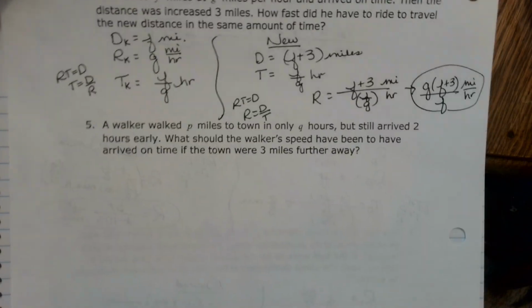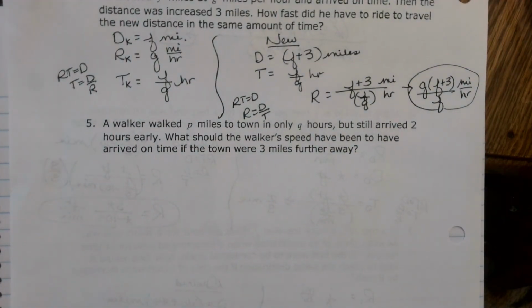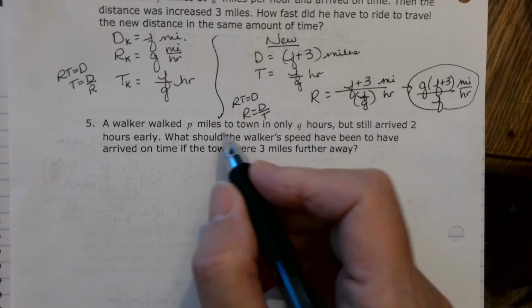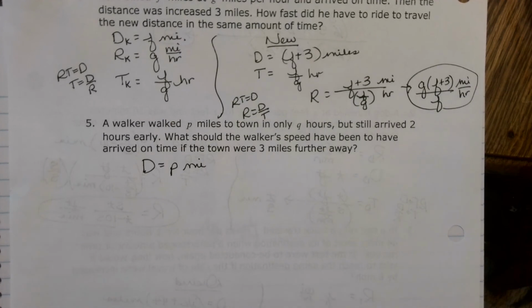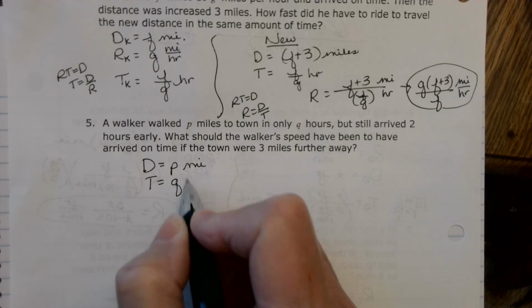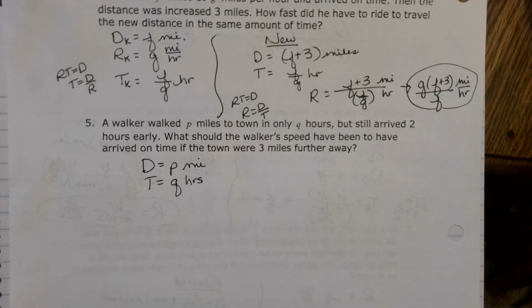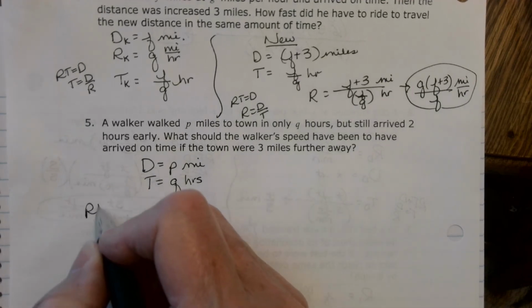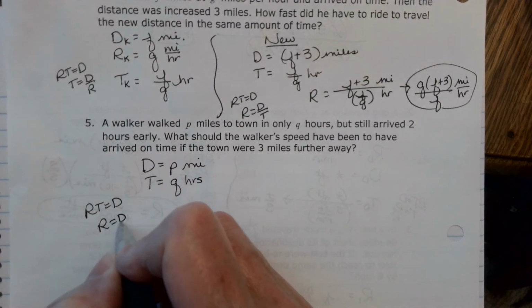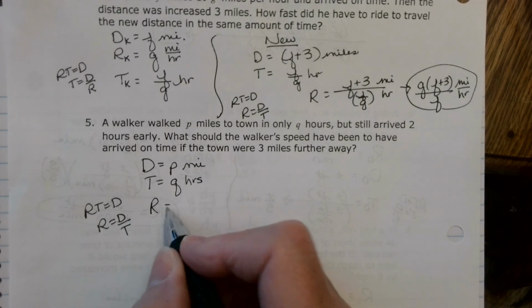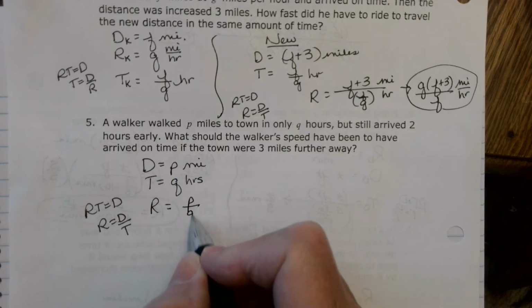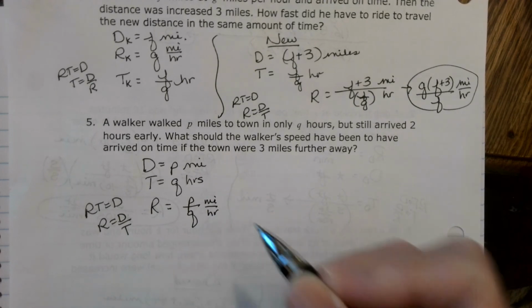Okay, let's do another one. It says a walker walked P miles to town in only Q hours. So the distance was P miles in only Q hours. So the time was Q hours. So what has he got? So we could get his rate. Rate times time equals distance. Rate is distance over time. Until you can just do that in your head, just write it down each time, okay? So my rate is going to be my distance over my time. It's miles per hour. That makes sense, okay?